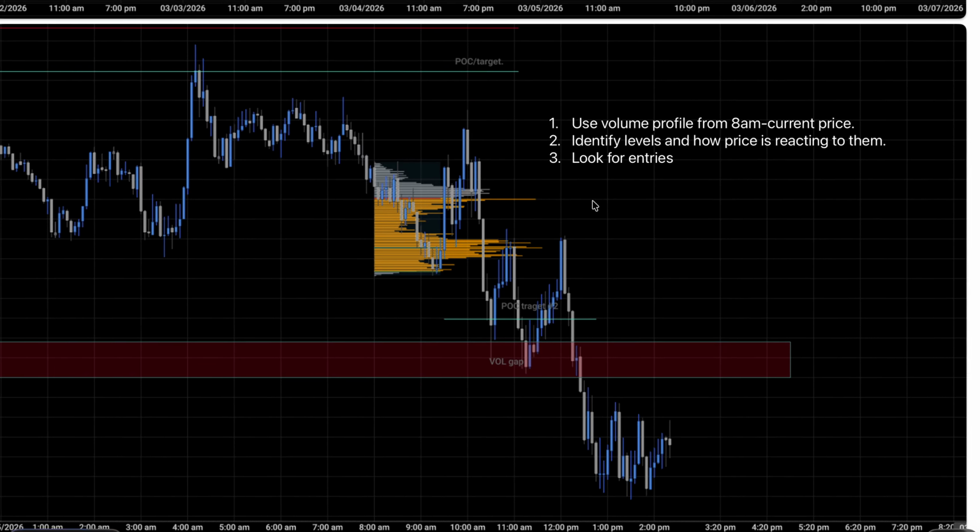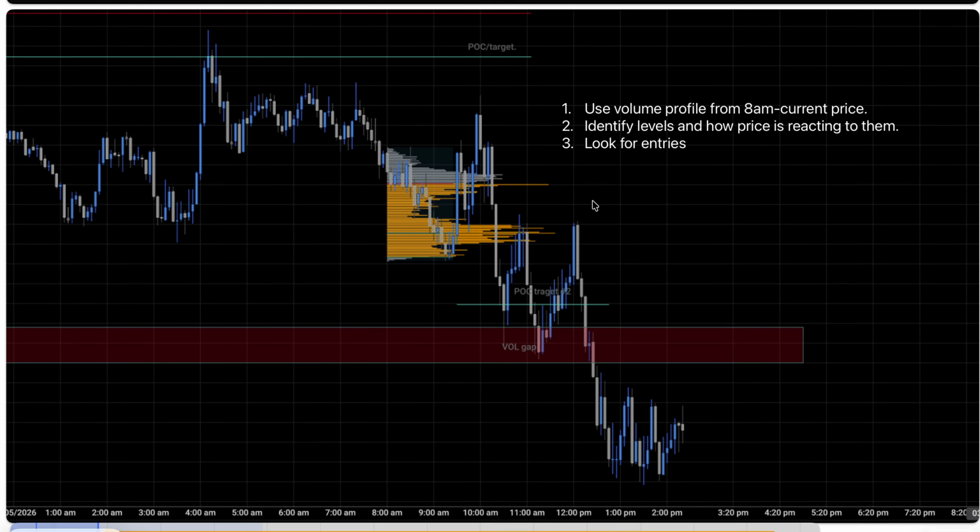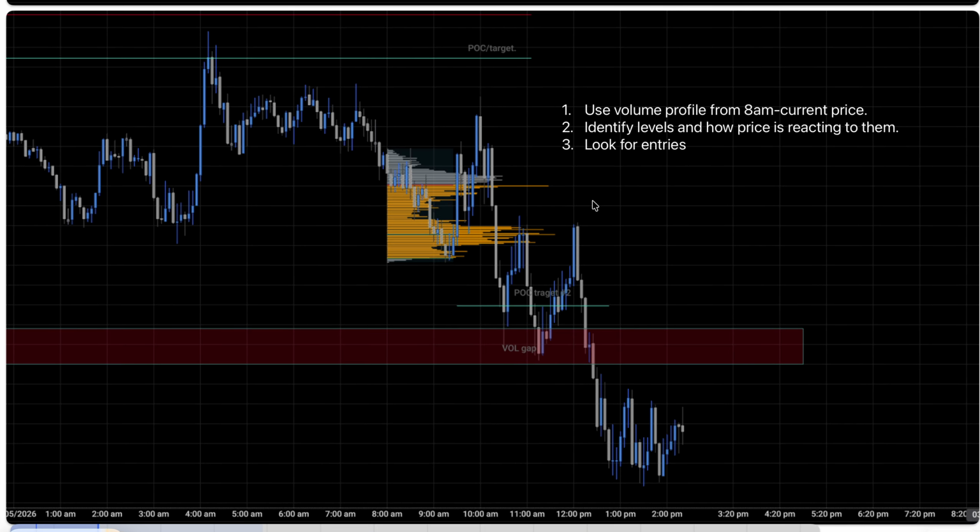Now, step 3, we look for entries. Looking for entries is the same process. We just scale down to the 5-minute time frame, and we use the same process, volume profile tool from 8 a.m. to current price. This is from 8 a.m. to 9:20. This is the 5-minute. After that, we identify the levels and how prices react to them.